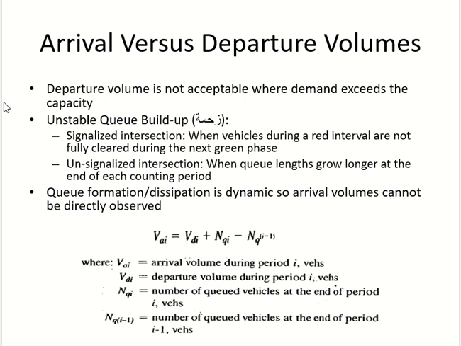Clear, everybody? Okay. Then what is NQ? NQ is the number of vehicles in the queue at the end of the time interval. Okay. So NQI means the end of time interval I. NQI minus 1 means at the end of the previous time interval, the one before I.